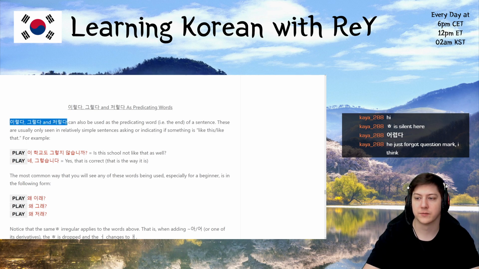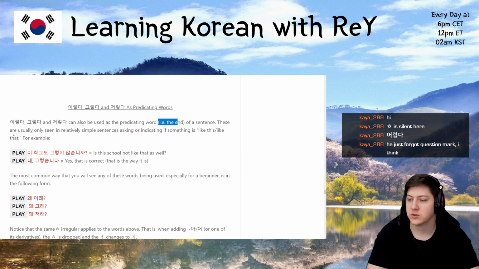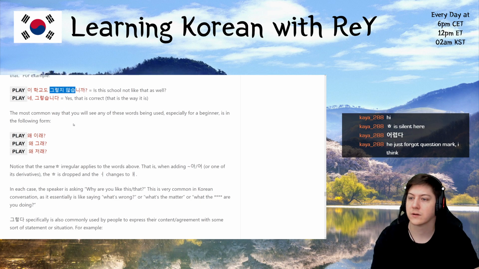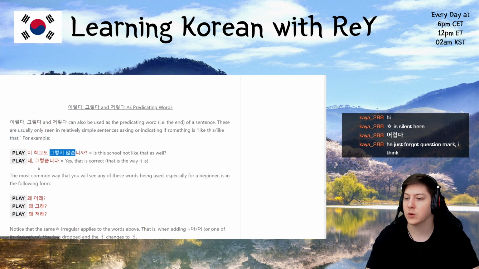Okay, so these three words can also be used as the predicating word, the end, of a sentence. These are usually only seen in relatively simple sentences asking or indicating if something is like this, like that. Okay, so like you would add ida to an adjective, for example, maybe. Actually, never mind. Okay, not really. No ida here.